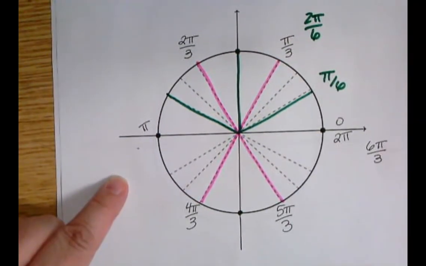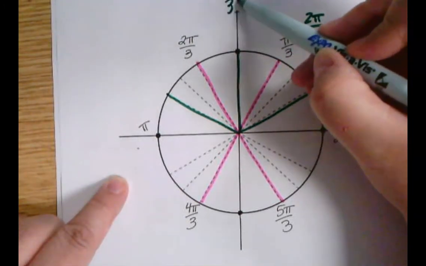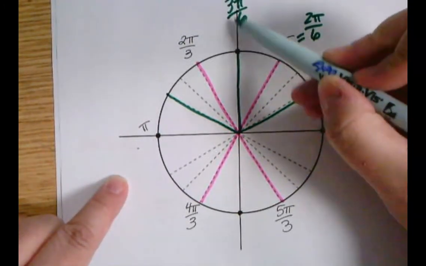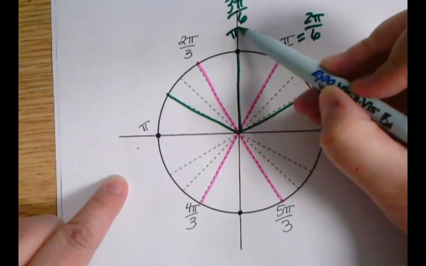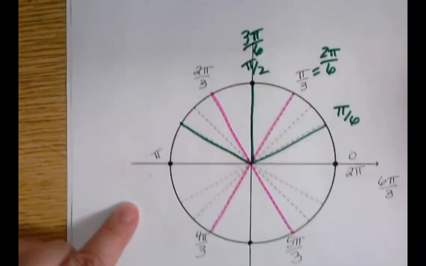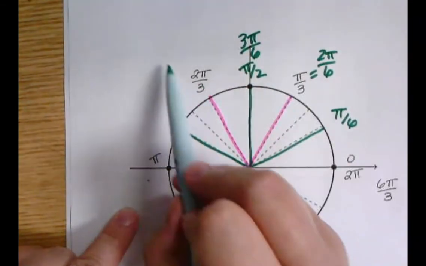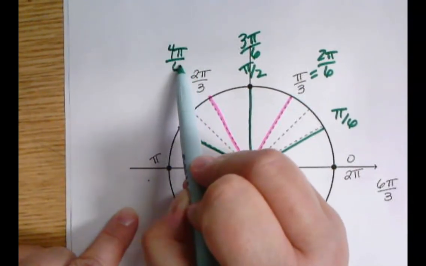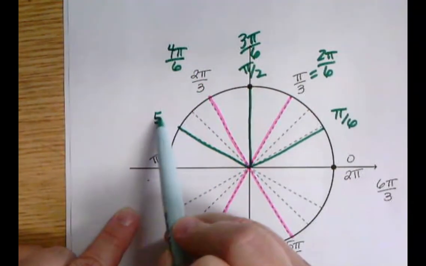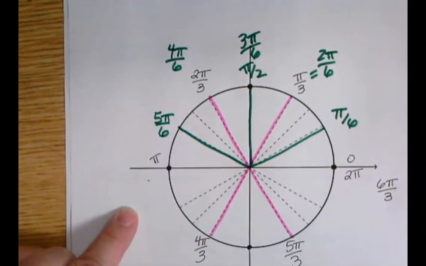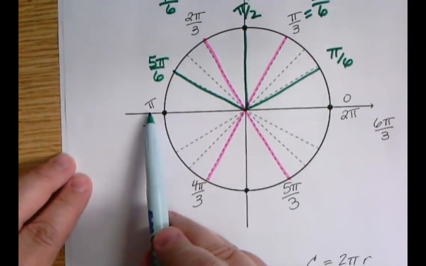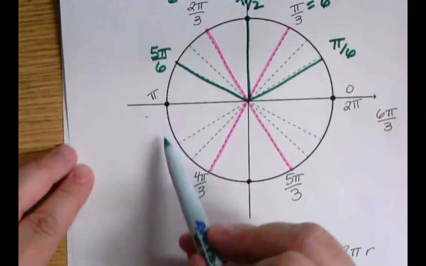2/6 reduces to 1/3, so it's still 1/3. 3/6 of pi. Remember, 3/6 reduces to 1/2, so it's still 1/2. 4/6, which reduces to 2 pi over 3. 5/6 doesn't reduce. 6/6 would be 1.